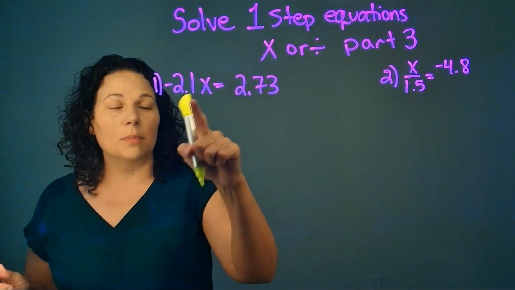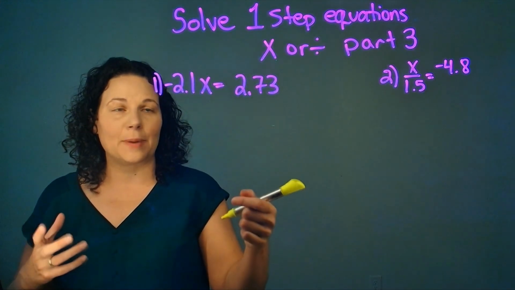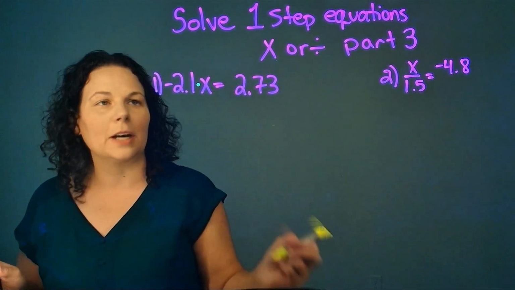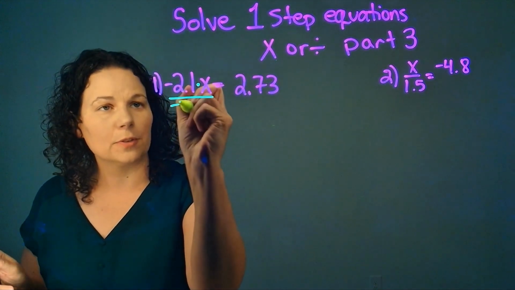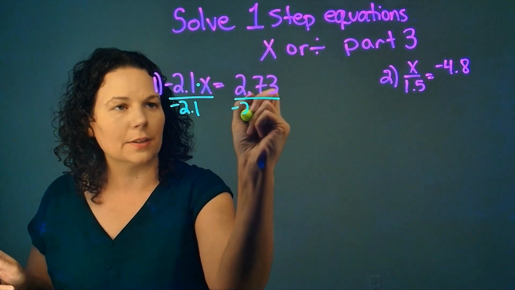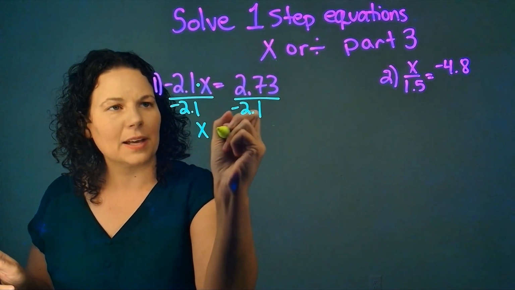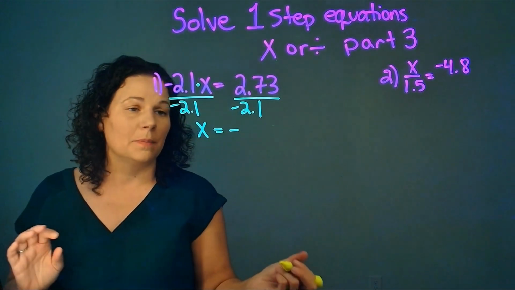So we've got a number times x, and we need to get the x by itself. So there's times right there if you want to put a little dot. To undo times, we know we divide. If we do it to one side, we've got to do it to the other. So this is going to give me x equals, and I know it's a negative number.